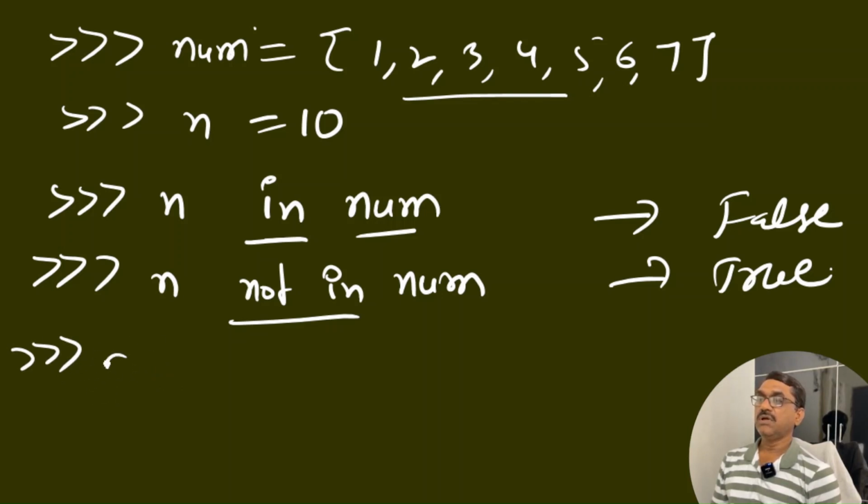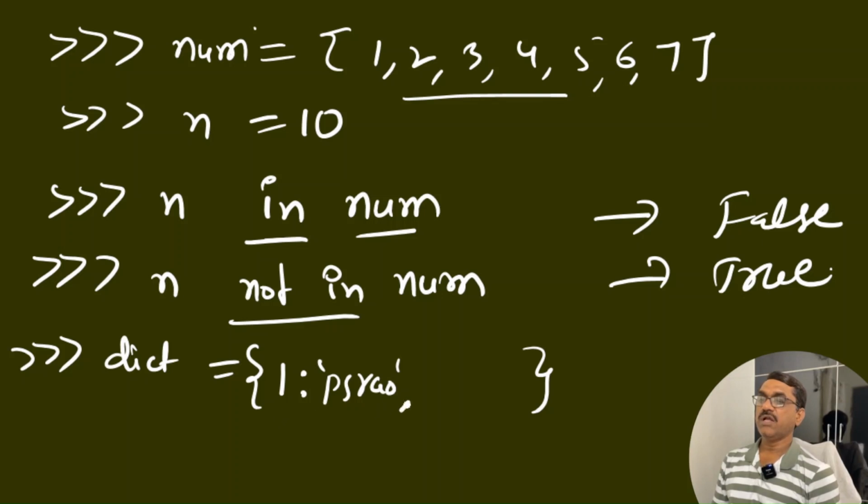For example, a dictionary is represented by a set of opening and closing braces. Here, assume that I'm using strings. This is the key and this is the value. So here, key-value pairs, right? Key is 1 and its value is PS raw. And 2, here I'm writing learn and code, in small letters.